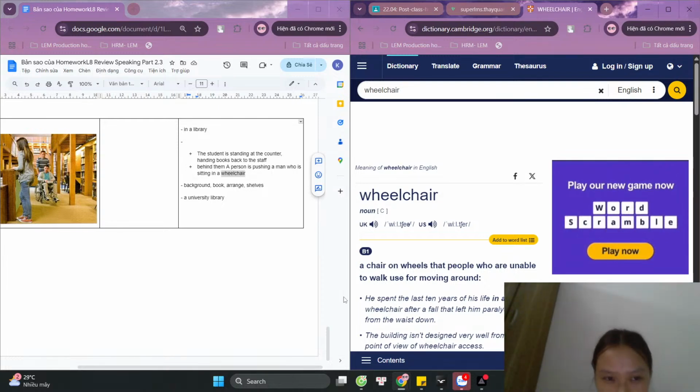This is a picture of a library. On the left side, the student is standing at the counter and handing books back to the staff.